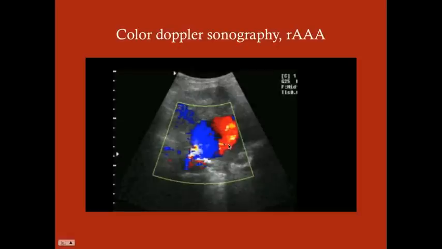This is a Doppler sonography with color. And of course, what direction should blood be moving in the aorta? It should be moving in the arterial direction. So if you've got blood that's not moving in that direction, if it's moving backwards, that suggests a ruptured aneurysm, especially if you see blood moving outside of the abdominal aorta, which you see right here.